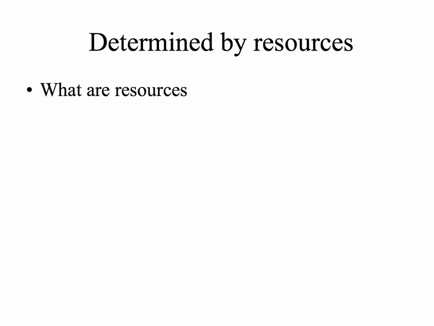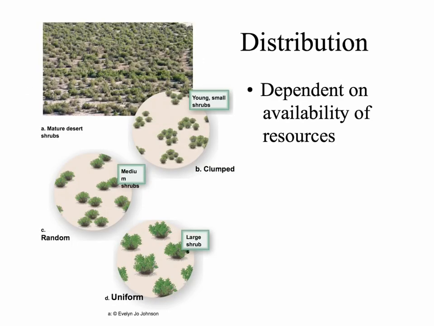So what is a resource? Resources are the things organisms need to survive. This can be food or water. It can also be space, habitat. It can be nutrients or mates. Any substance or interaction that an organism requires to survive and thrive can be considered a resource. Distribution is dependent on the availability of resources.